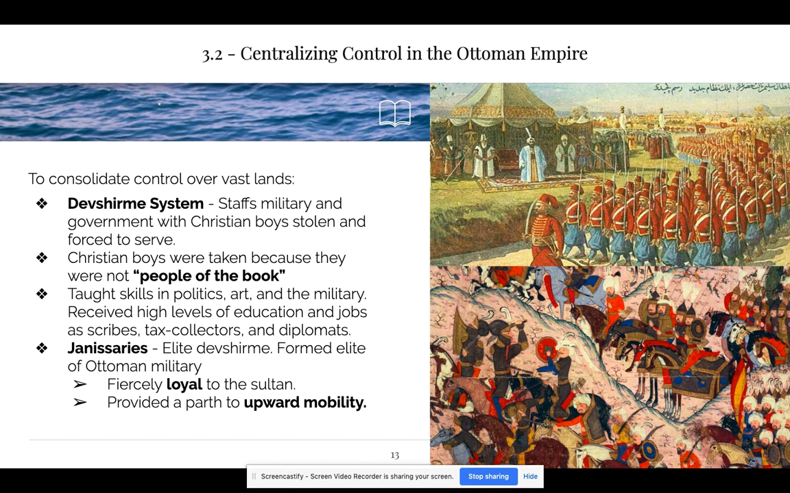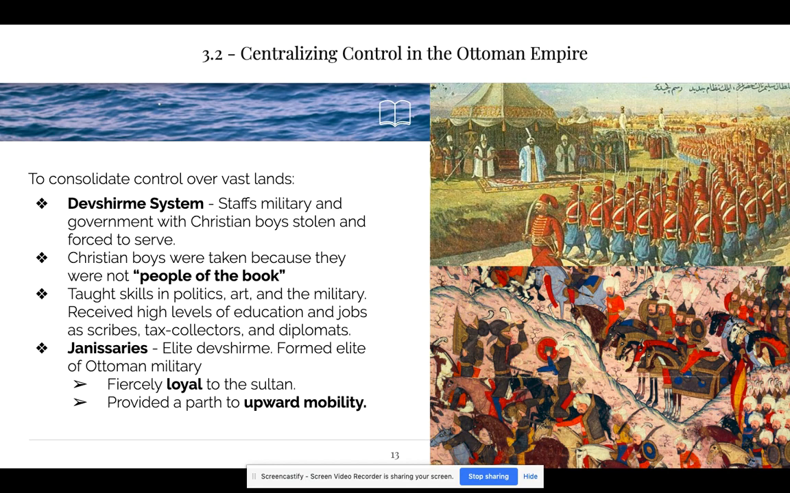They were taught skills in politics, art, the military. They received high levels of education, high-profile jobs. A lot of people wanted their sons to be taken and put into this system because they knew that the opportunity and the ability for upward mobility was much higher if they were a devshirme or a janissary than it would be otherwise. The janissaries are elite.